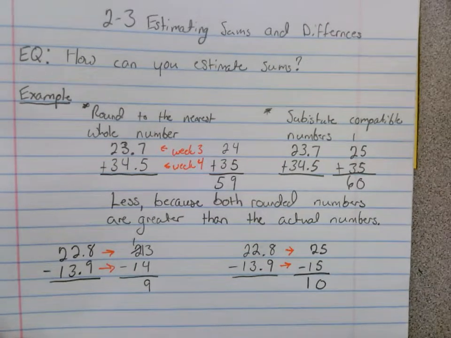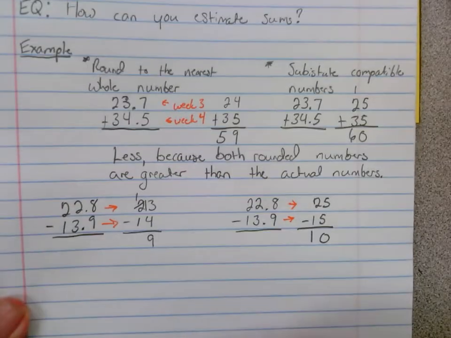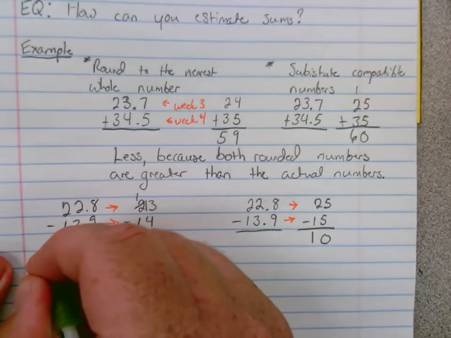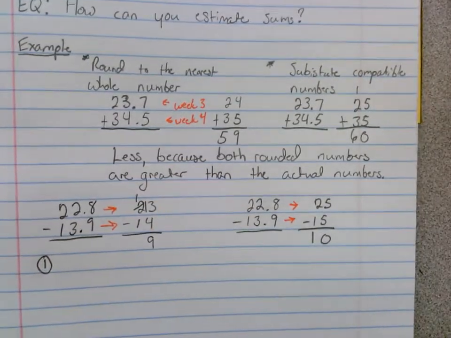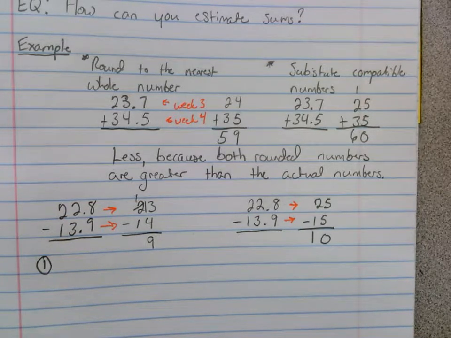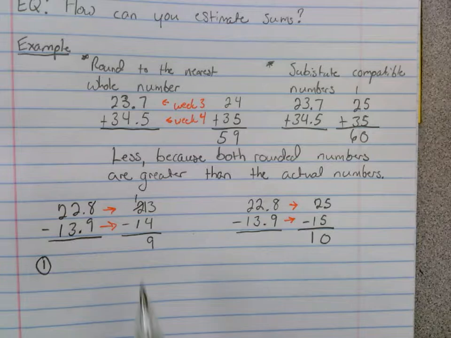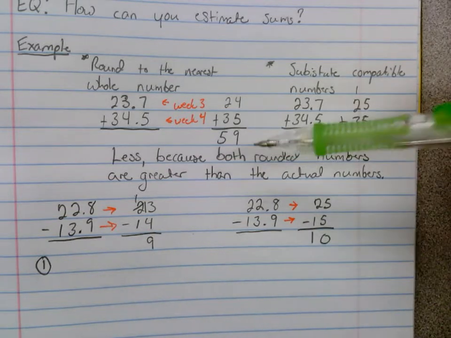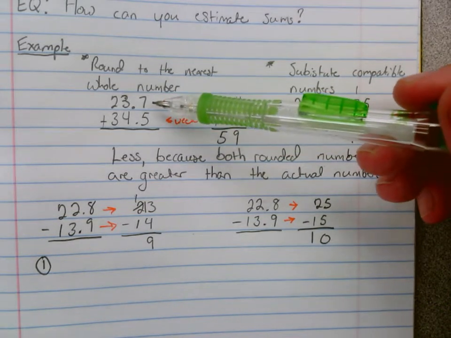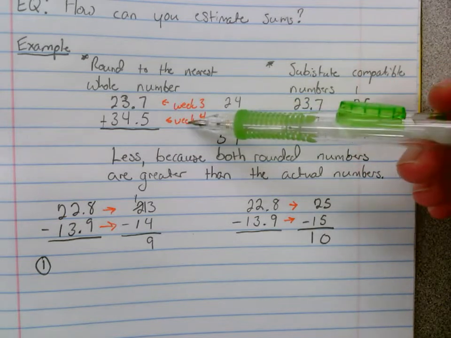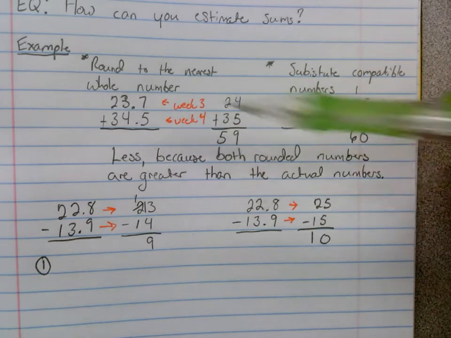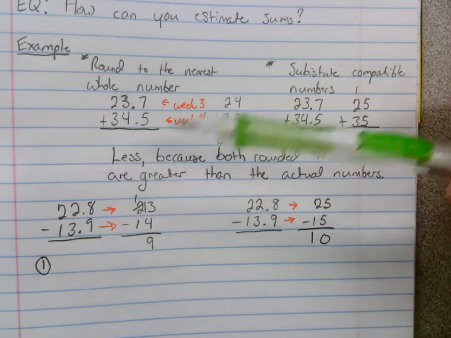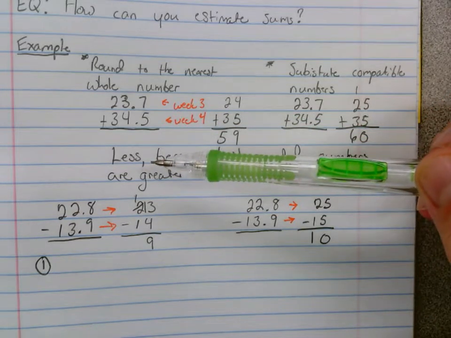Now our book asks us to explain this example a couple different ways. So our first question says, which estimate is closer to the actual difference? How can you tell without subtracting? Well, if I look at my estimate and I use what we learned from above, where if we round up both our numbers and we make them greater than the actual numbers we're subtracting, that our answer is going to be less.